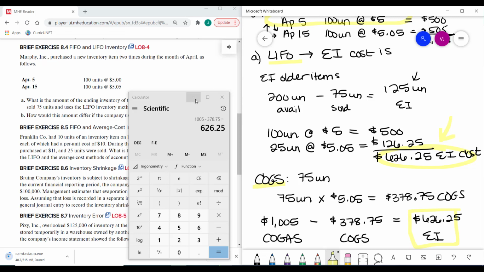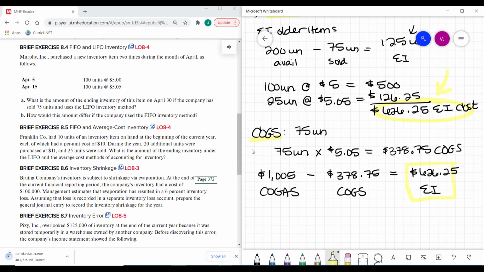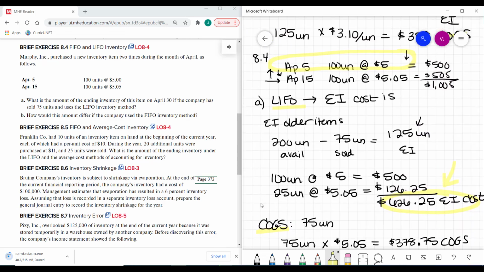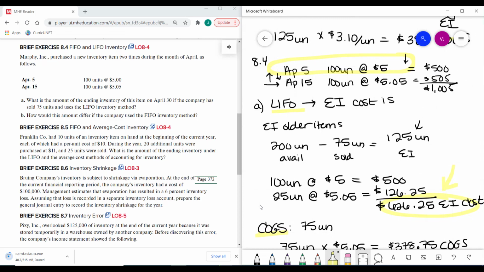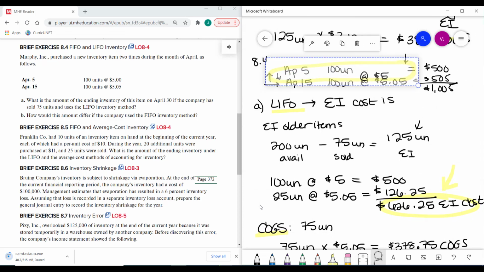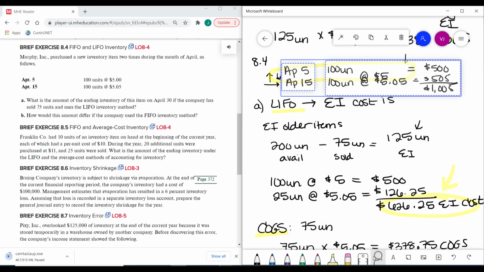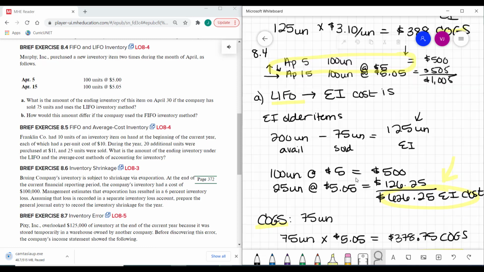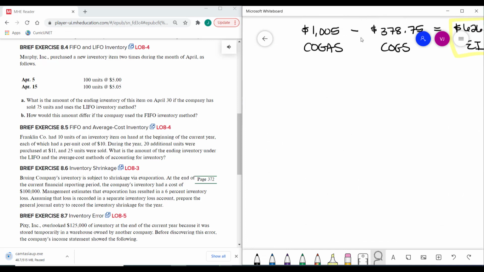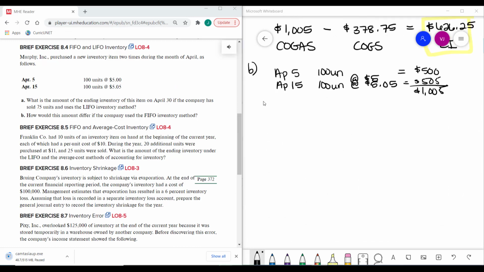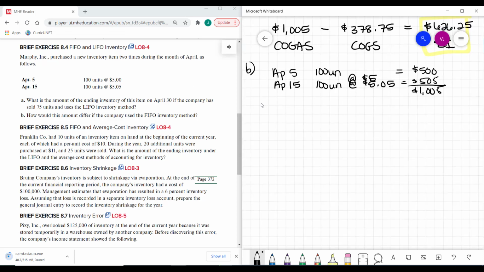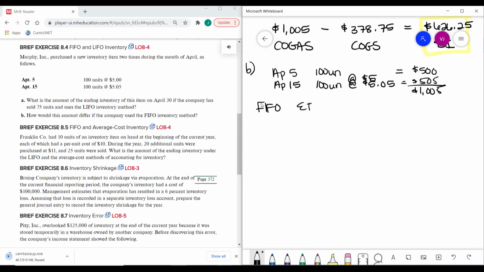So that was just for A. Now, with B, they're asking how would this differ if the company used FIFO instead? Okay, so let's do this. What I'm going to do is I'm going to take this table and I'm going to copy it down here. Okay, so now we're going to do the same thing, but assuming the use of FIFO. So first in, first out. They're asking us what is the cost of the ending inventory. Remember, 75 units were sold.